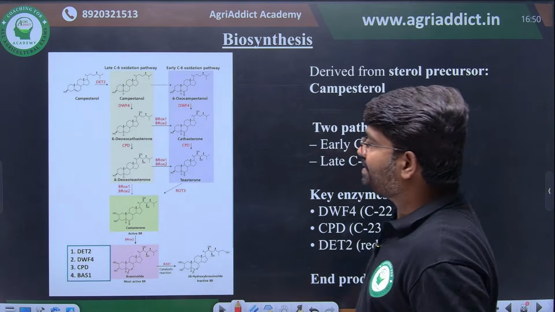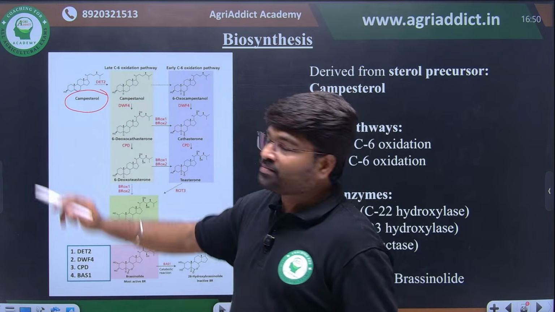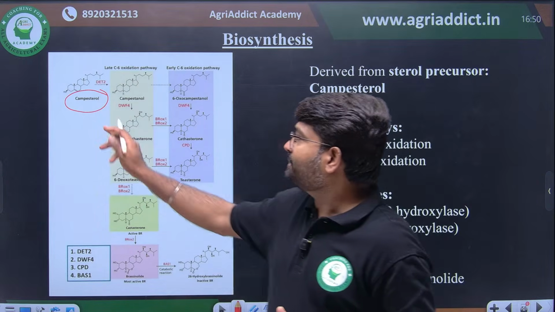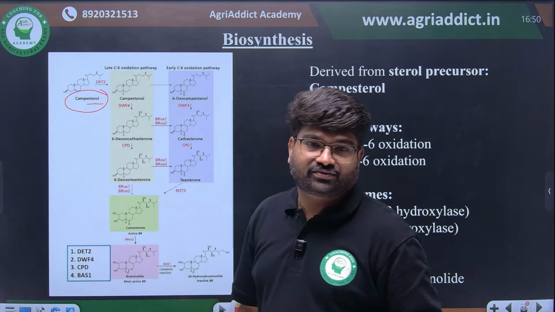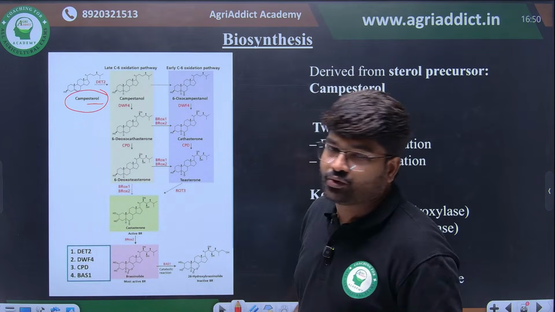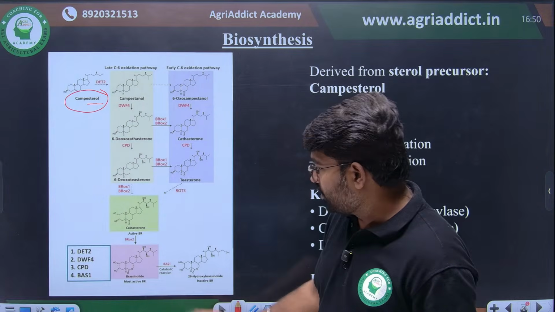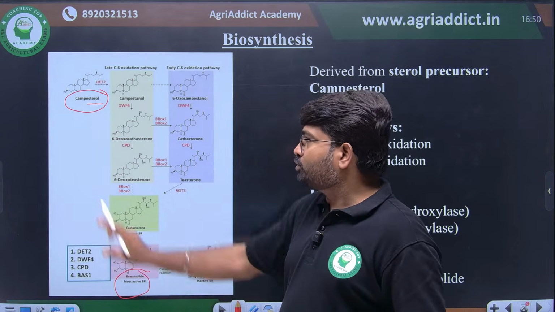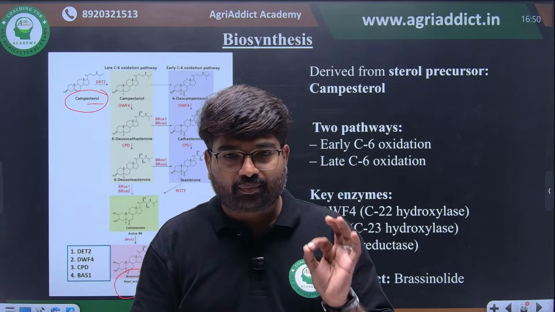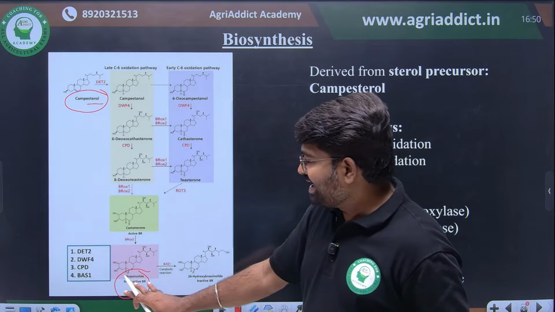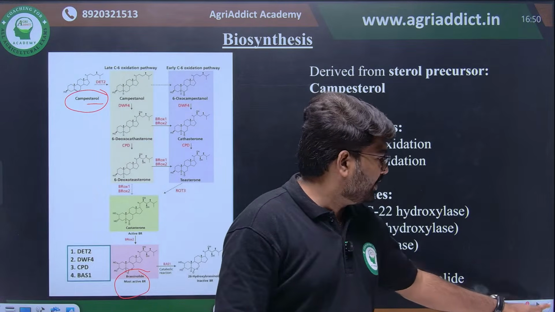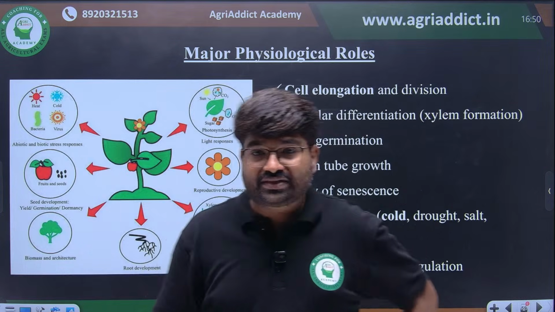The precursor, you have to just remember the precursor. The precursor for BR synthesis is campestenol. Campestenol is the precursor for brassinosteroid, and the first biologically active BR synthesized is what? Brassinolide. These two points only you have to remember in this. Campesterol is the precursor. The first biologically active BR formed is brassinolide. Now we are going to see the major physiological function.